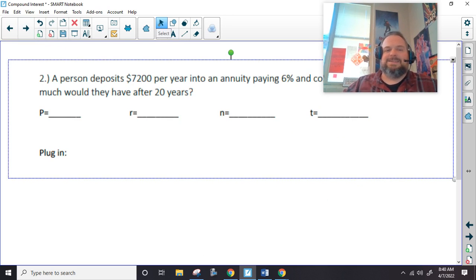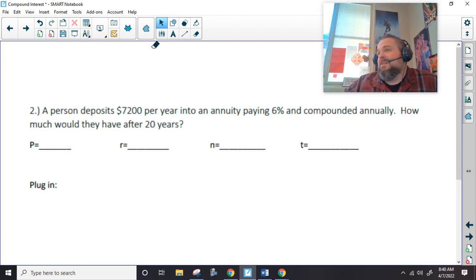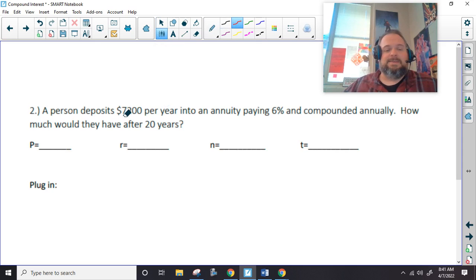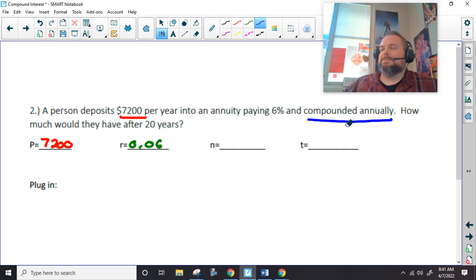Now, is it really that difficult, this stuff right here? No, it's really not. The formatting for the calculator, I think, is the hardest thing. So, number two, 7,200, annuity 6%, compounded annually. Yeah, once a year. Okay, annually.